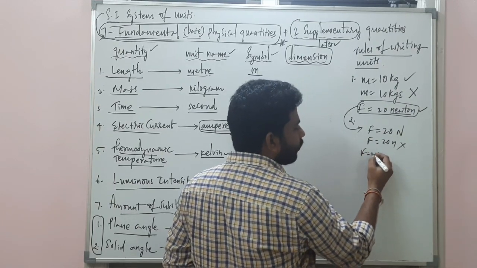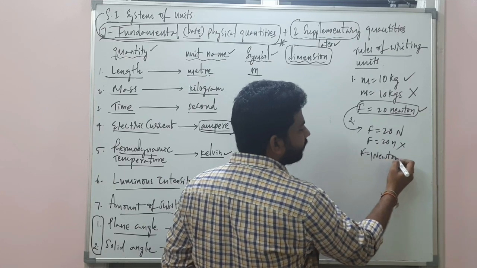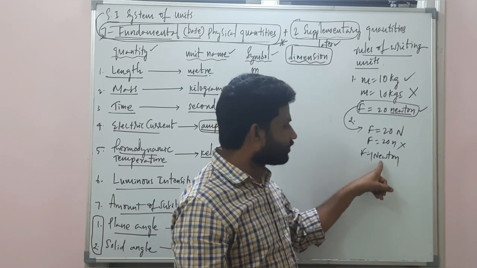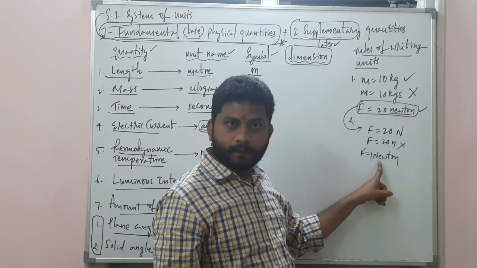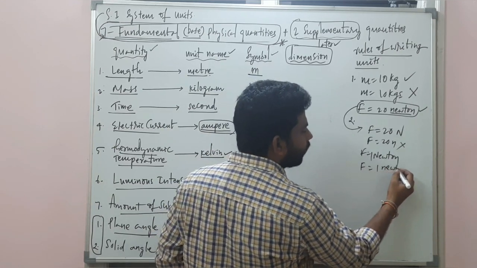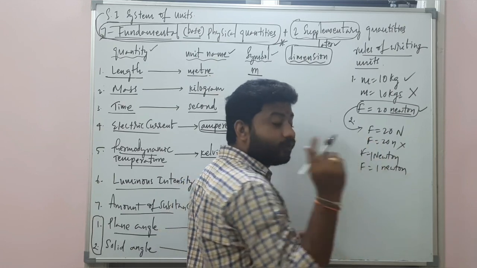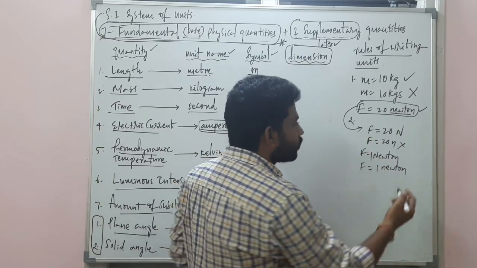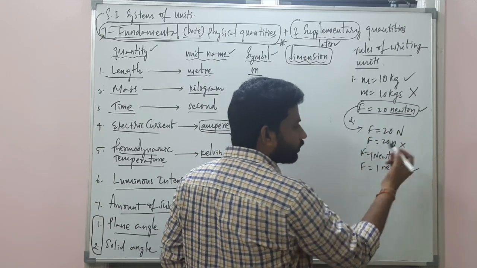You can see, 1 Newton. Force acting on a body is 1 Newton. This is wrong. You must write F is equal to 1 small n. You must start with small n if you want to write the complete name. So this is right and this is wrong.